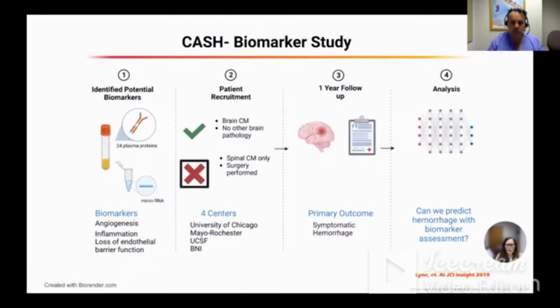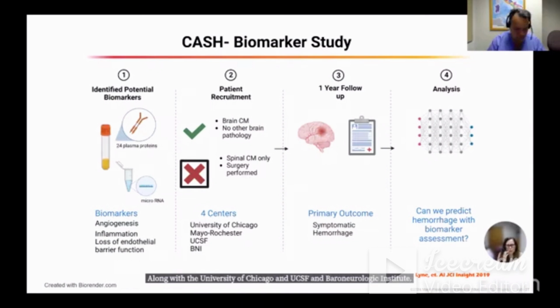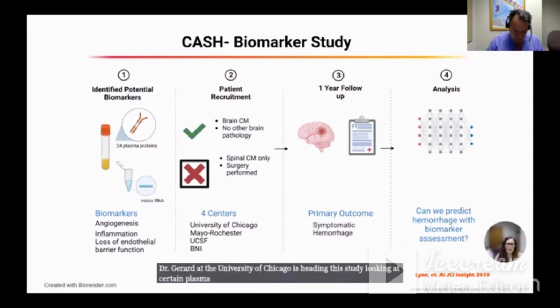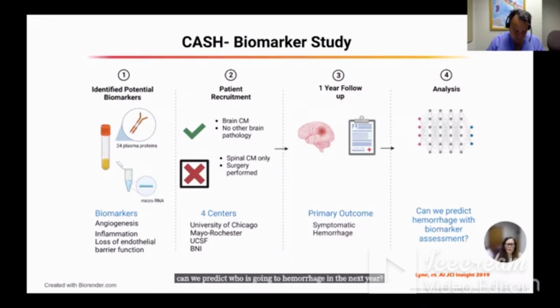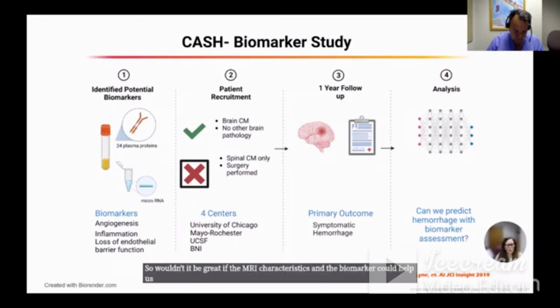We are at Mayo also involved in the CASH biomarker study, along with the University of Chicago and UCSF and Barrow Neurologic Institute. Dr. Gerard at the University of Chicago is heading this study, looking at certain plasma proteins and microRNA. Can we predict who is going to hemorrhage in the next year? So wouldn't it be great if the MRI characteristics and the biomarker could help us predict which patients would benefit most from intervention?